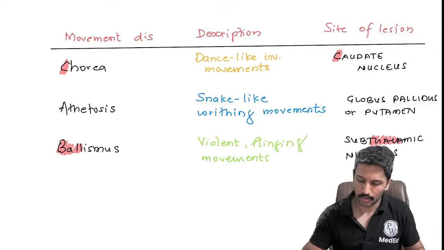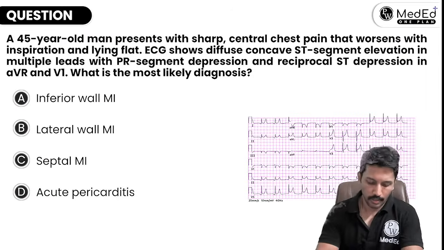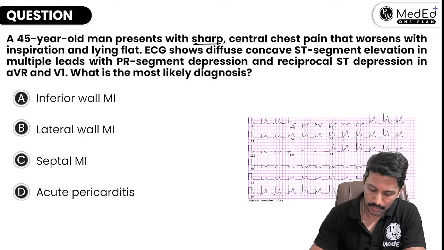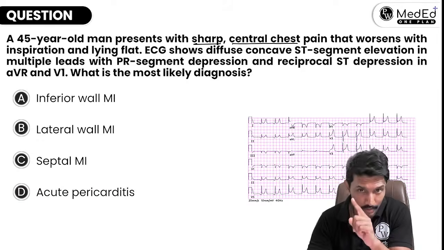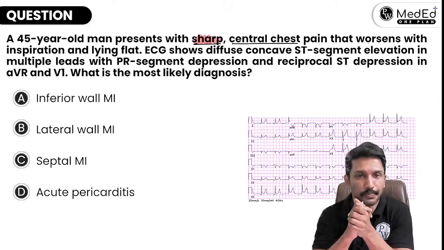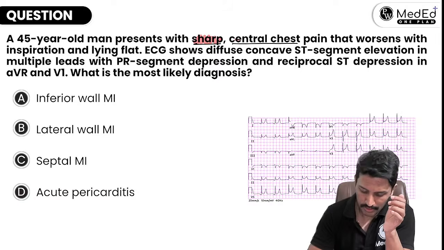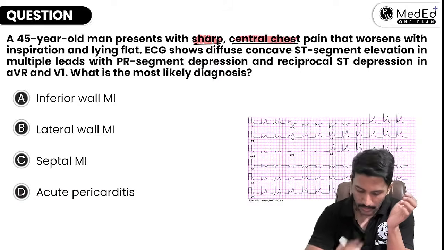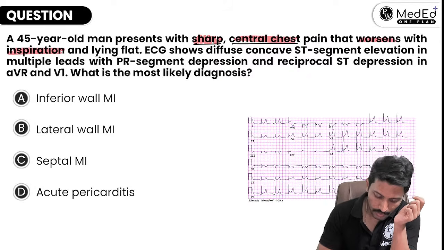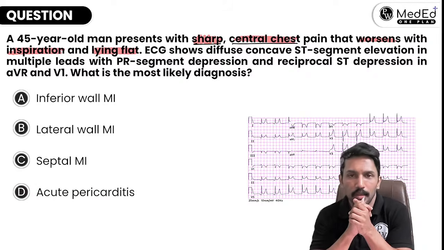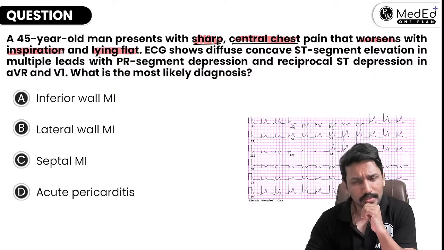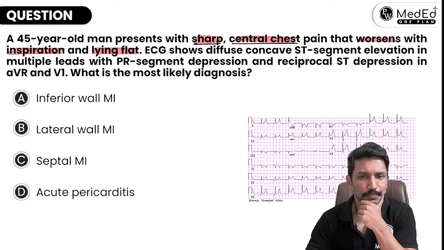Now let's move to the next question. In this question, we have a 45-year-old man who presents with sharp central chest pain. Okay, already the question is giving you a clue. The pain here is described as sharp. Okay, central means yes, it is retrosternal, that worsens with inspiration. Another potential clue given here, and also on lying flat. So what do you think? Is it the typical pain of angina or is it a pain of something else?